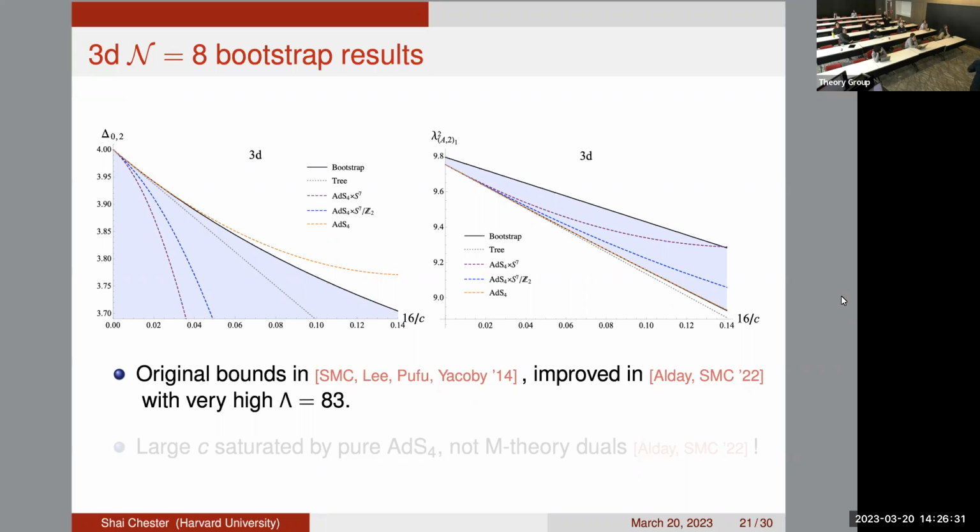But I would still say that in general, we see a pattern similar to 4D, which is that the guy which is closest to saturating the bound for some reasonable range of C is the pure supergravity guy, not the one that's dual to known theories like ABJM.